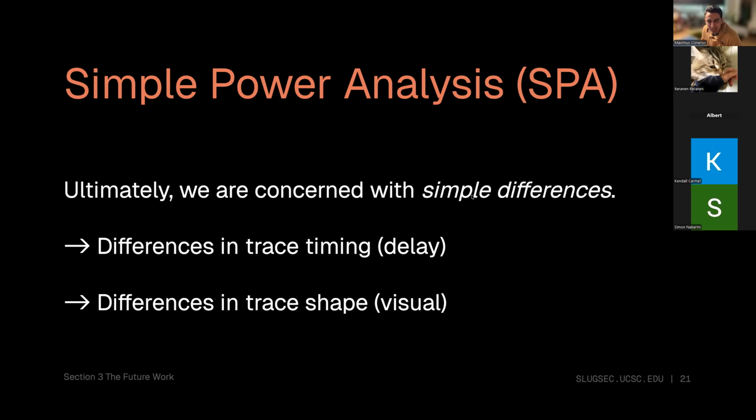We are concerned with simple differences. It could be anything from trace timing and delay of the traces or differences in trace shape. SPA is the simplest way to really do power analysis on the ChipWhisperer. But because it's so simple, there are some things that it's lacking, and there are other approaches that actually give us more leeway and more options when it comes to attacking. But for the time being, SPA is sometimes going to be the best thing to go forth with when you first start looking at the traces.